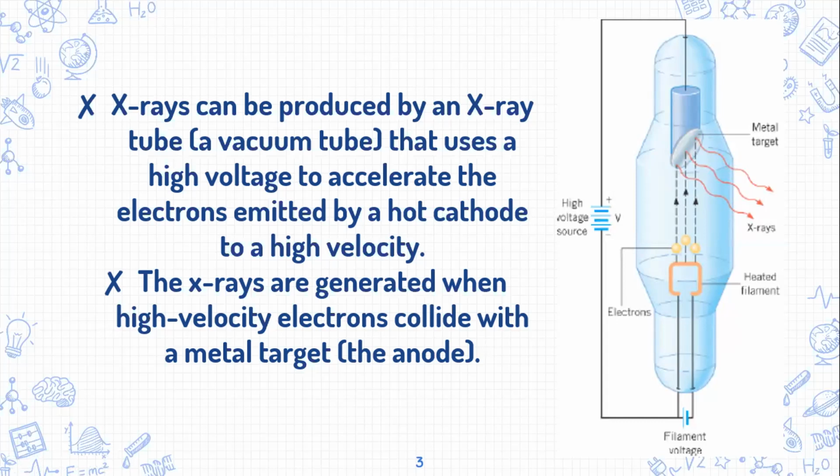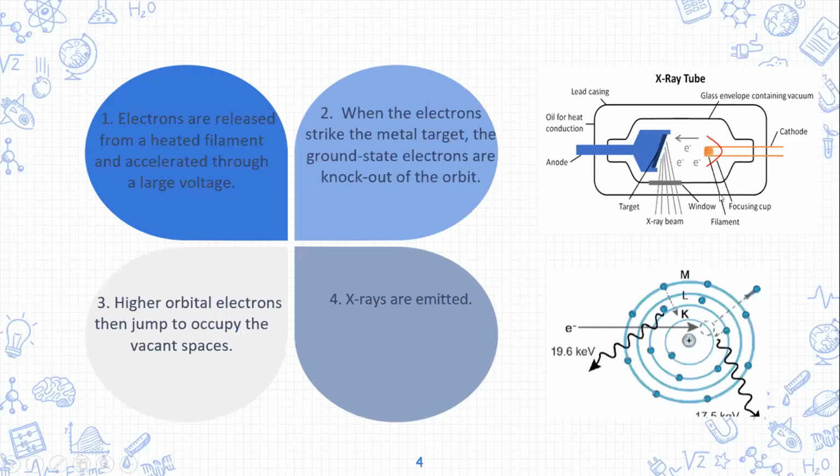X-ray can be produced by an X-ray tube, which is a vacuum tube that uses a high voltage to accelerate the electron emitted by a hot cathode to a high velocity. The X-ray are generated when high velocity electron collide with a metal target, which is the anode. This part we explain about the detail of production of X-ray. First, electrons are released from a heated filament and accelerated through a large voltage. Then when the electrons strike the metal target, the ground state electrons are knocked out of the orbit. The higher orbital electrons then jump to occupy the vacant spaces. And lastly, X-ray are emitted from the metal target.